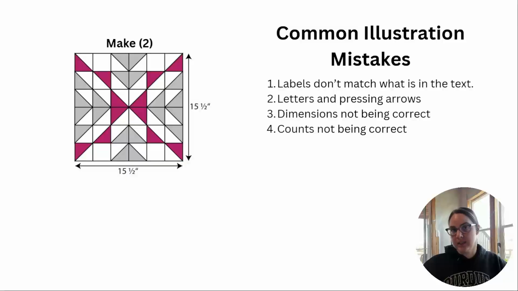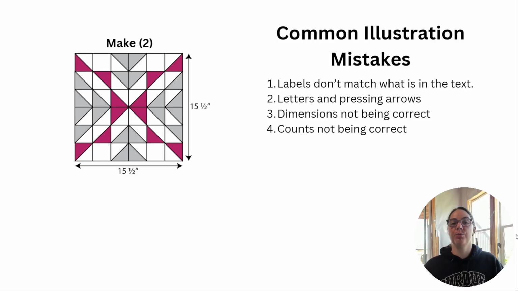Do the letters and pressing arrows, are they visible? Do I have enough contrast with the colors that I've chosen for those? Are my dimensions correct? Are my counts correct? Ask yourself those questions and skim through your pattern looking for these specific things. And I guarantee you will catch a lot more mistakes than if you just work to make it perfectly correct on the first try, or if you just read through the pattern linearly and try to correct every single mistake that you see, because you are going to miss them doing that. It's better to do multiple passes looking for specific things than it is to do one.